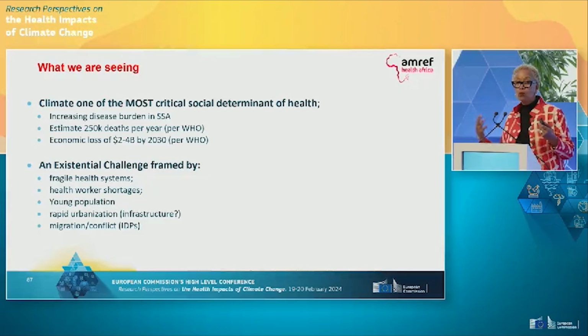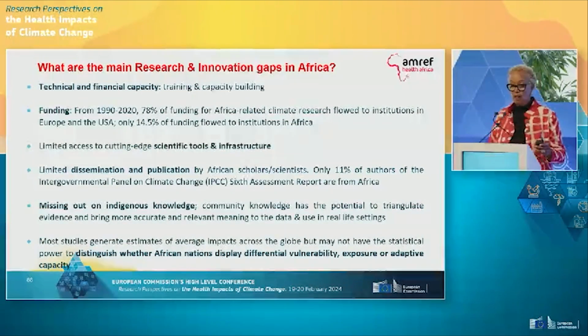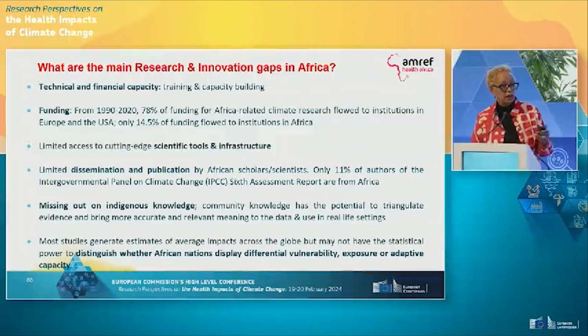So we're really working on the impact of climate against a health system that is very fragmented and very fragile. And health workers, not enough health workers, young population, urbanization, migration and conflict. So there are many different things that are affecting our ability to deliver for our communities that relate to climate.